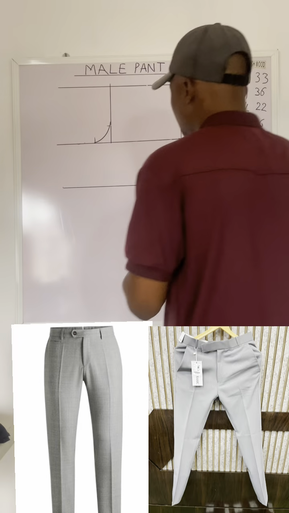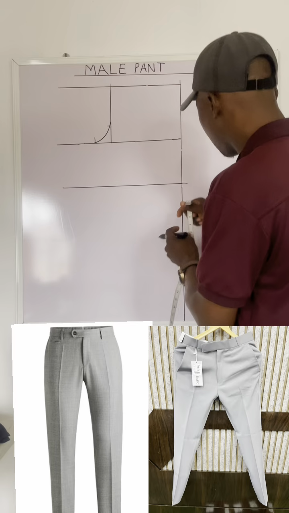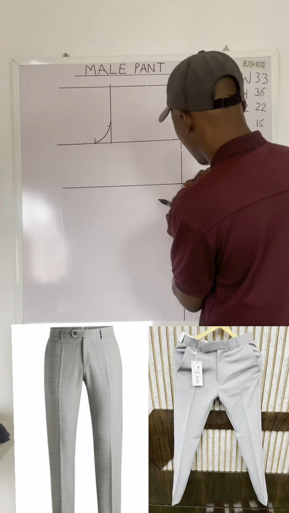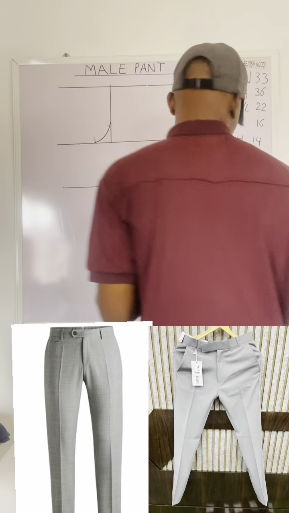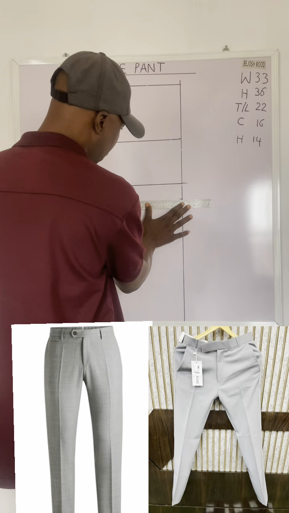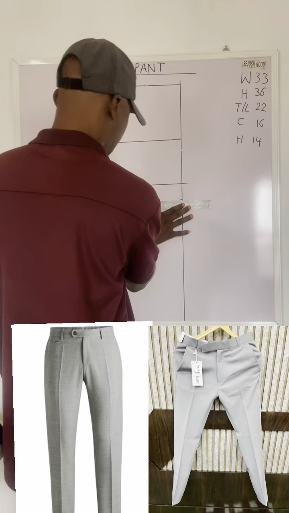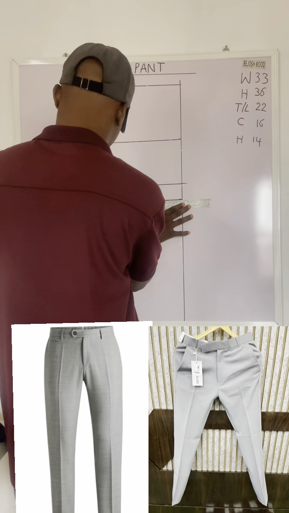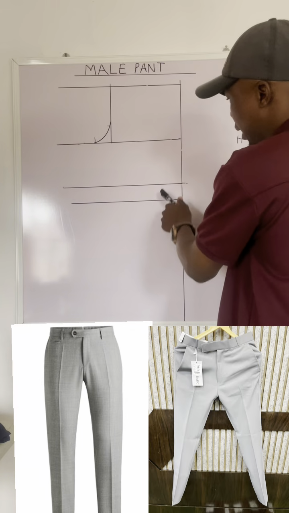Good. So from the knee line to the calf line is 4.5. From knee line to calf line is 4.5. Good. So we have already gotten our knee line and the calf line now.